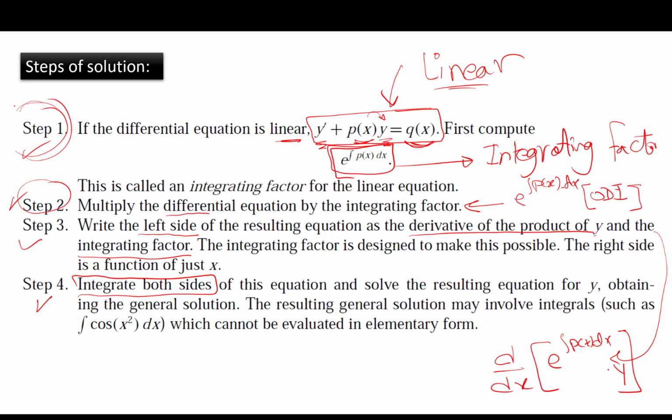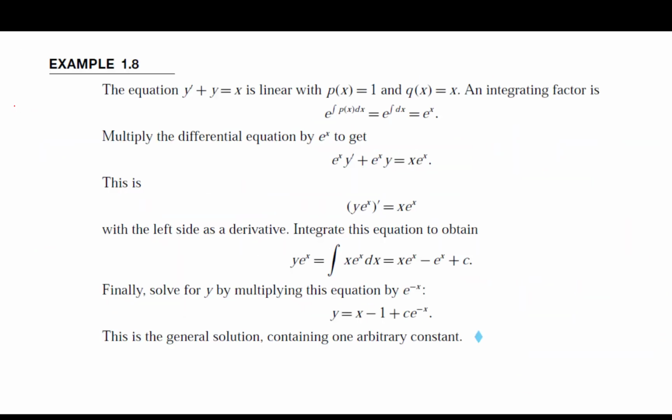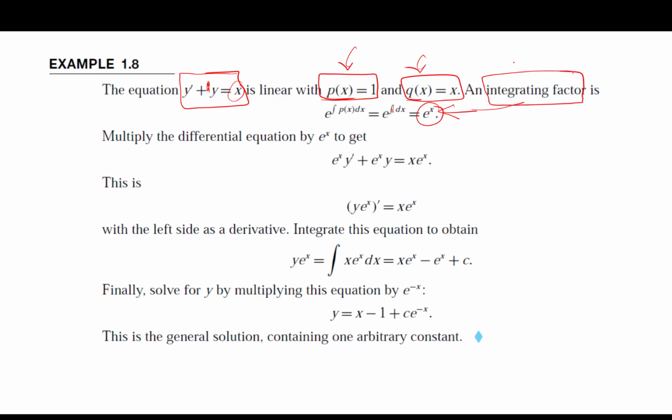Now let's jump into examples to see how the procedure is followed. Let's say we have an ordinary differential equation, y prime plus y equals x, which is linear. Where is p of x here? Yes, it is 1. So p of x equals 1, and q of x equals x, which is the right-hand side. The integrating factor is e to the power of the integral of p of x dx, which equals e to the power of the integral of 1 dx, which is e to the x. This is going to be our integrating factor. Now multiply the differential equation by this integrating factor, e to the x. This is our differential equation.